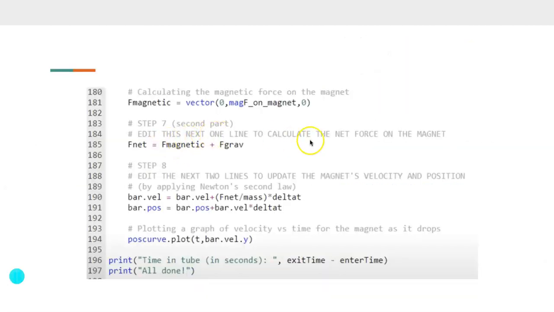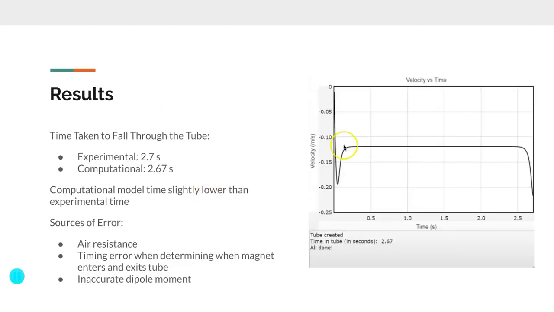And then I found the net force, which is the magnetic plus gravitational. And I applied Newton's second law to update the magnet's velocity and position. And then I plotted a graph of velocity versus time for the magnet as it drops. On the right, this is my graph with velocity on the y-axis and time on the x-axis. The time taken to fall through the tube for the experimental, I got 2.7 seconds, as mentioned before. And for the computational, I got 2.67 seconds.